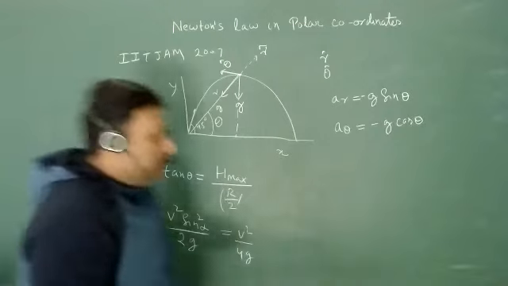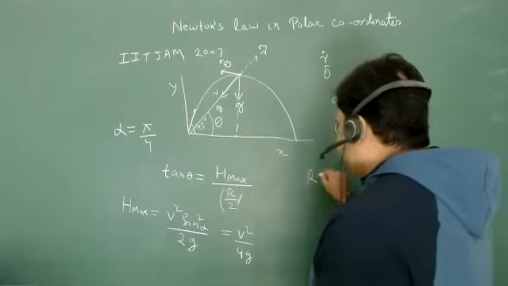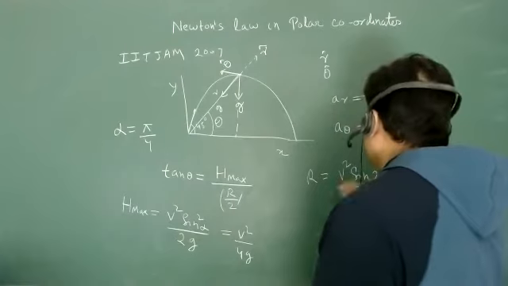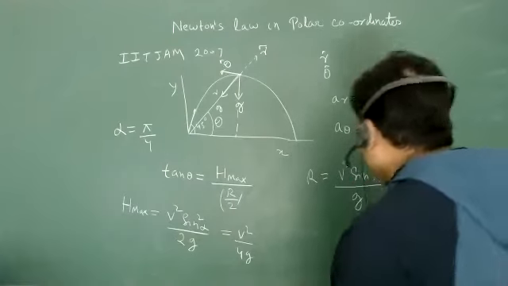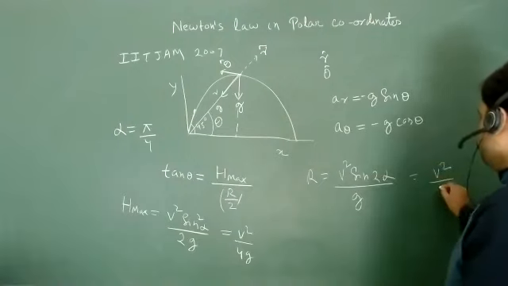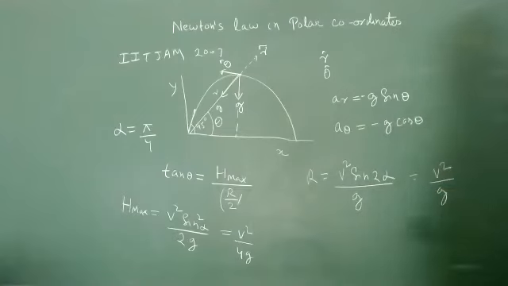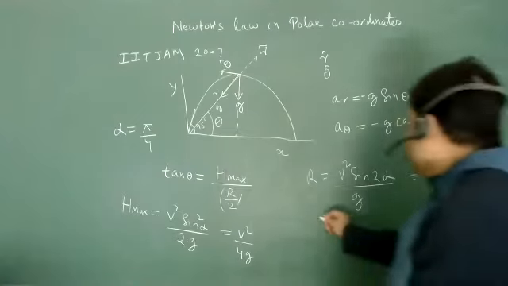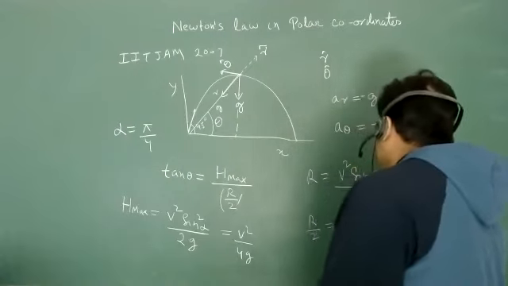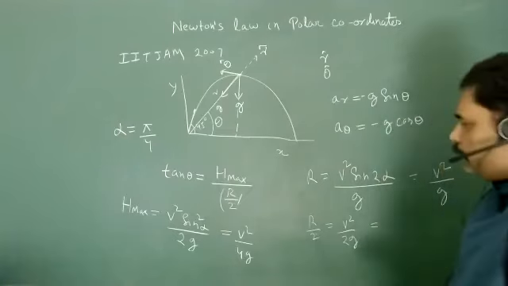And what will be the range? What is the formula of range? Range is equal to V square sin 2 alpha upon G. I think you know this formula. So here we will put the value. Alpha is equal to 45 degrees, then this is V square upon G. And now, what is R by 2? R by 2 is equal to V square upon 2G.